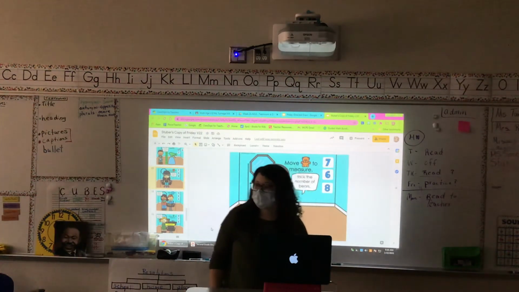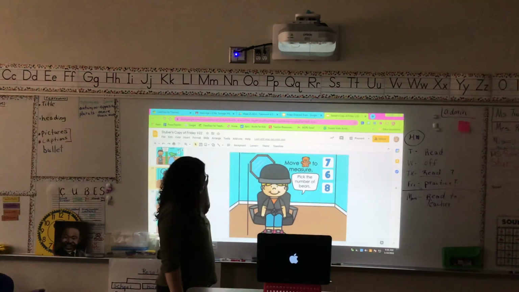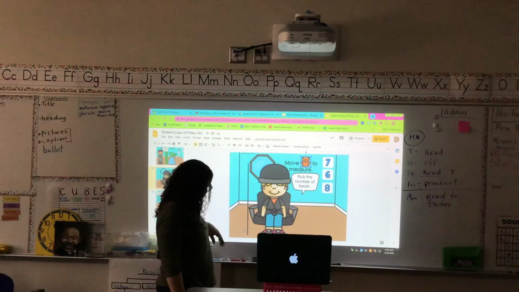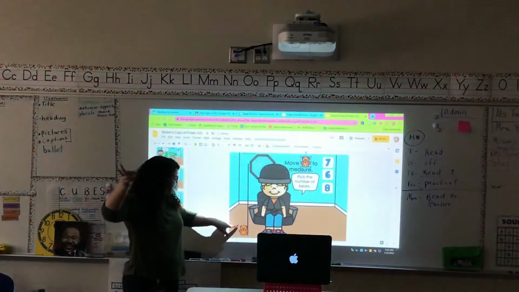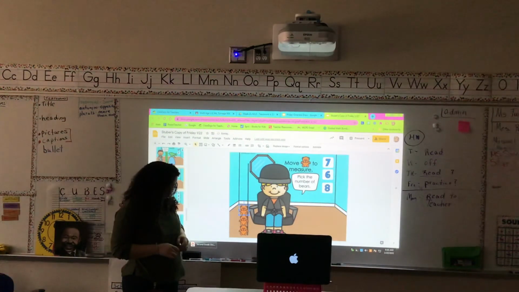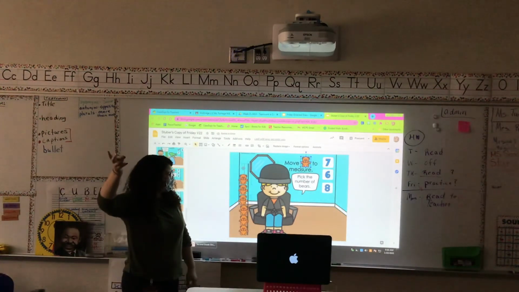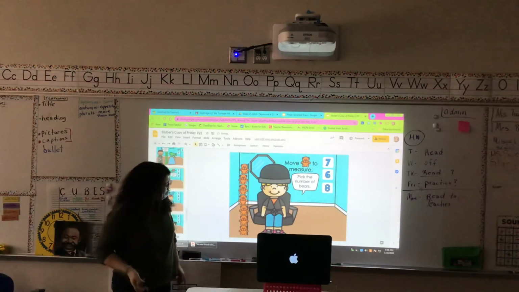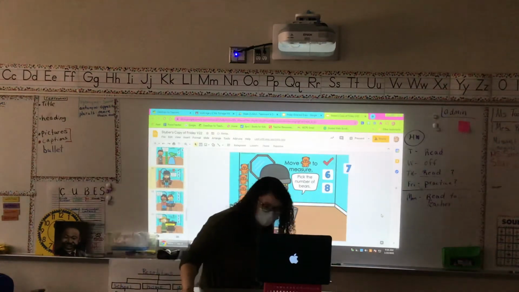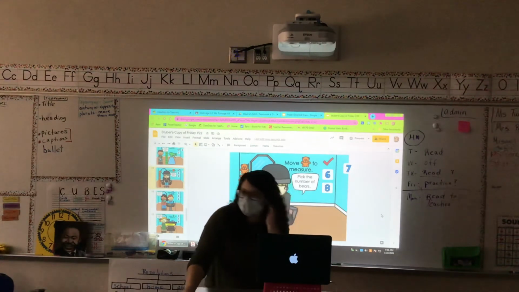Alright, cool. Let's see what we got. 1 bear. Count with me. 2 bears. 6 bears. 7 bears. What? We had 7 bears? It took 7 whole bears. Who had 7? 7 bears. Good job. Good job.